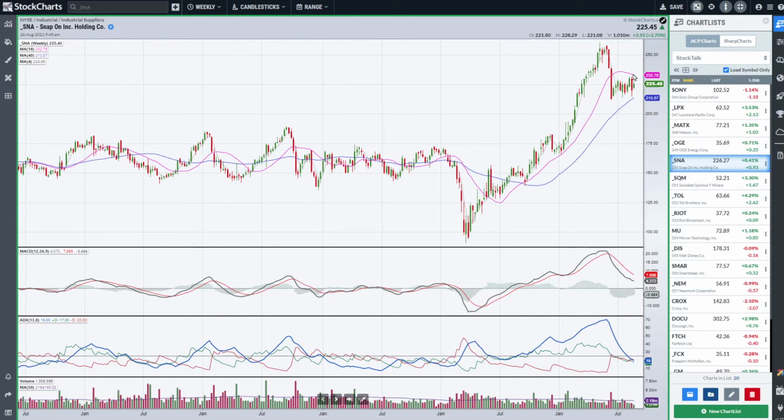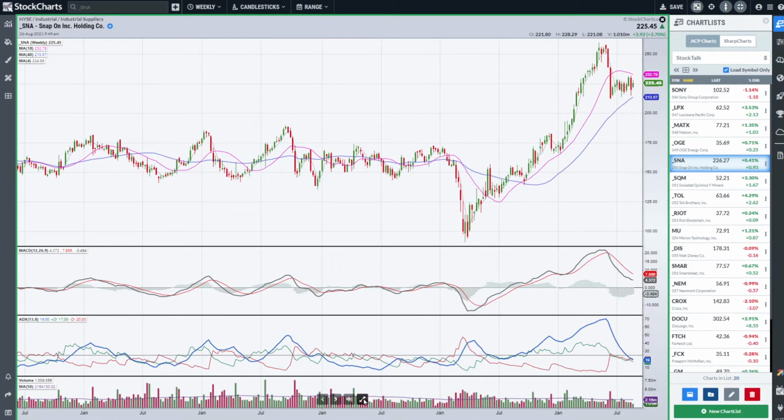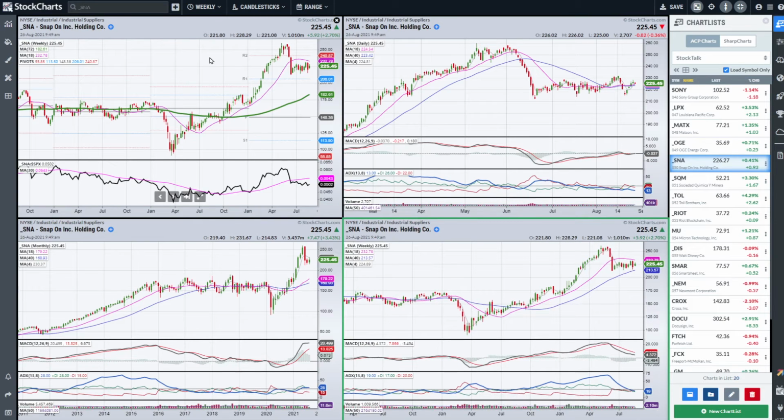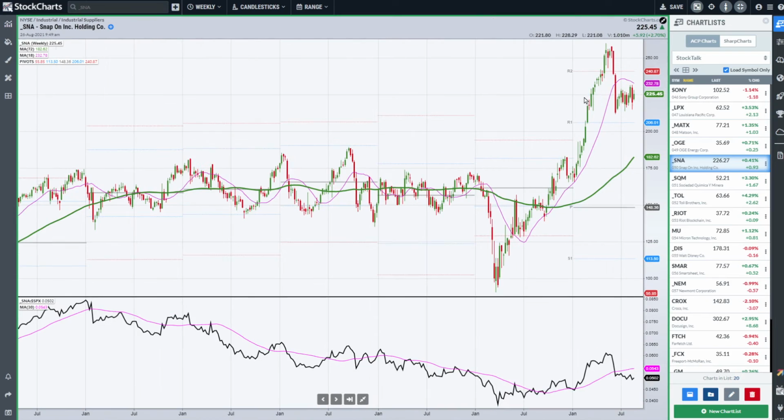The problem I've got is I think this 18 and 40 want to spend a little bit more time working together. I've mentioned this before, but when we get this situation where the 18 rolls over, I'm more inclined to believe that it's going to take a little bit more time. And we can see it on this chart. This is the 18 week and this is the 18 month. And I'd like to see these lines come together a little bit more.